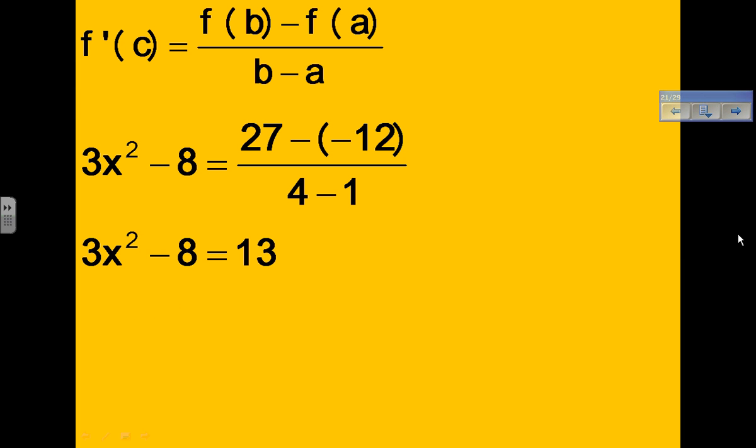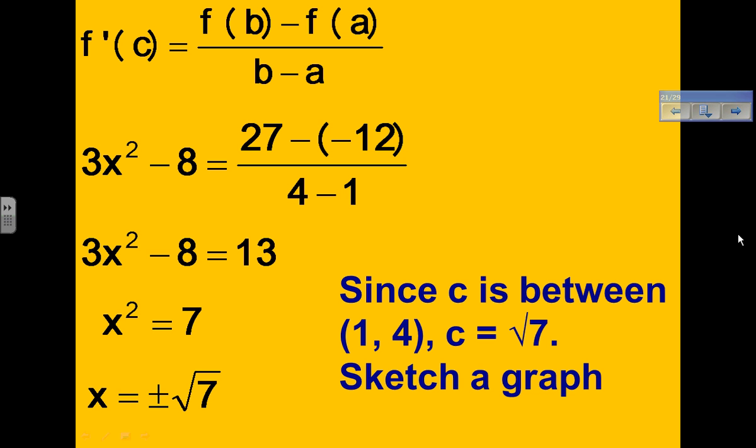13 and 8 is 21. So that means x equals plus or minus the square root of 7 solves the equation, but the mean value theorem says it has to be between 1 and 4. So I'm going to pick, obviously, the positive square root of 7. Okay? To sketch the graph, you just sketch the parabola or the cubic, pick your points, and you're on your way.